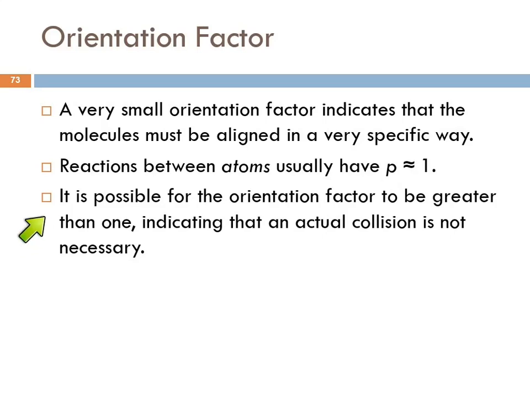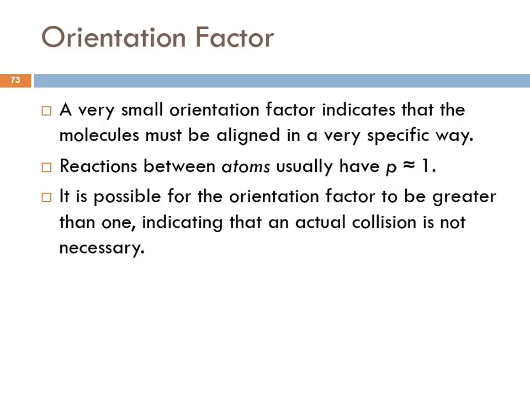This one is really kind of mind-boggling. It's possible for the orientation factor to be greater than 1. And that indicates that an actual collision is not necessary. What? Right? That's like, what? So the book gives an example of this, and I just didn't feel like typing this whole thing into the PowerPoint because this is so tedious.